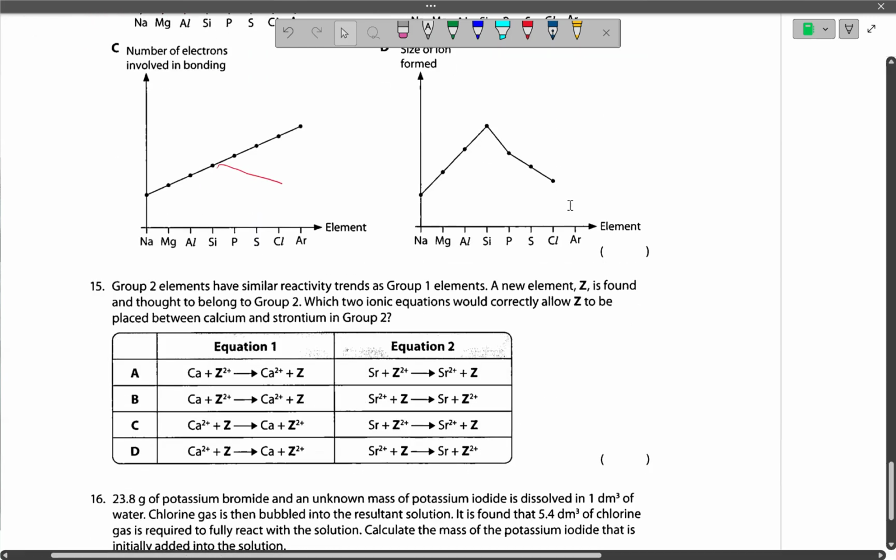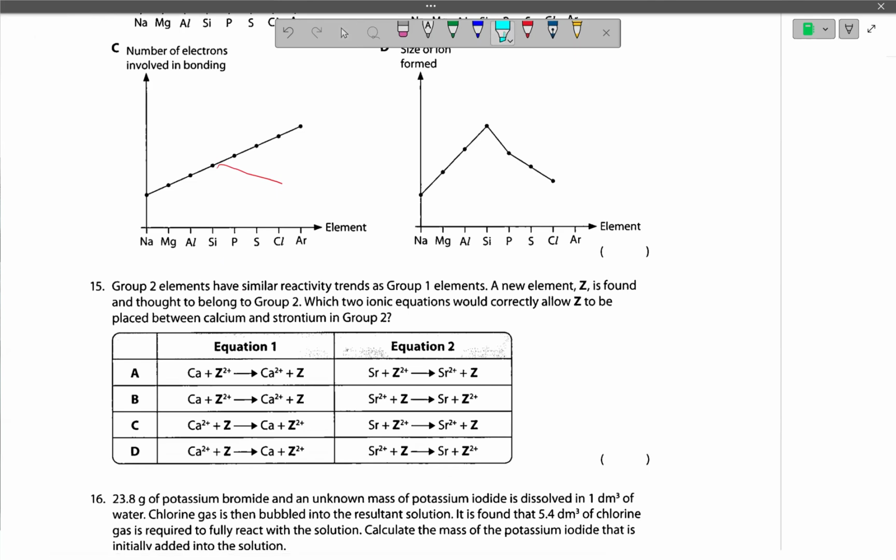Okay, next one. Number 15. Okay, this one is about group 2 elements with similar reactivity. Similar reactivity trends. Not talking about the same reaction, but reactivity increases down the group. That's what they mean. Z is found to be in group 2.